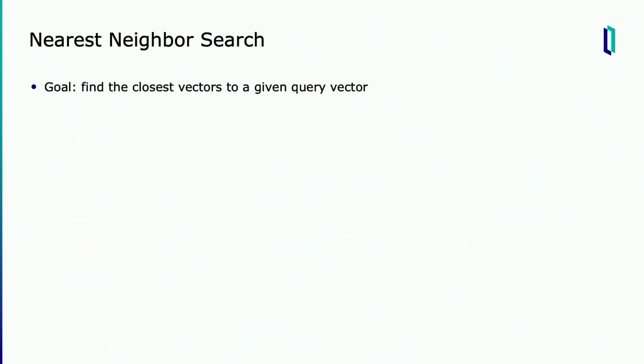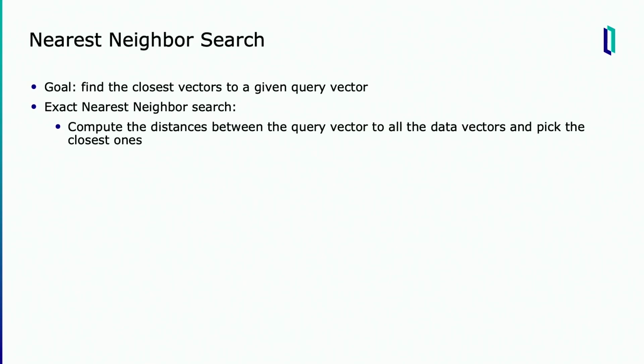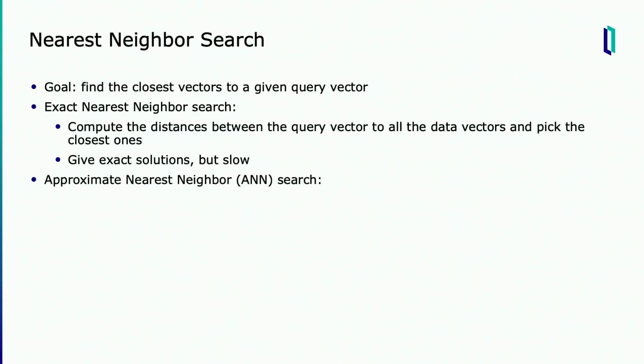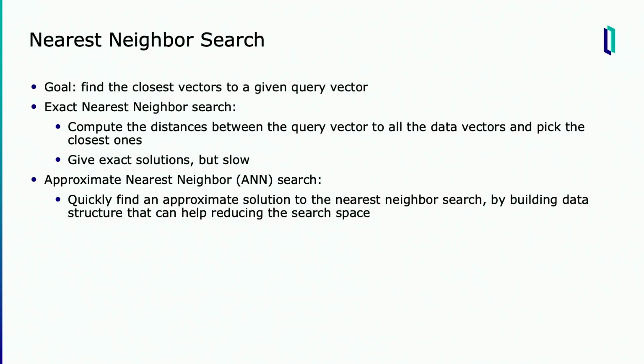The goal of the nearest neighbor search is to find the closest vector to a given query vector, and there are two ways to do it. The more naive, or more intuitive, way is to do it exactly. You compute the distance between the query vector and all the data vectors and pick the closest one. This gives you the exact solution, but it is slow. That's why people have developed and used approximate nearest neighbor search. The goal of an ANN algorithm is to quickly find an approximate solution to the nearest neighbor search by building data structures that help reduce the search space.